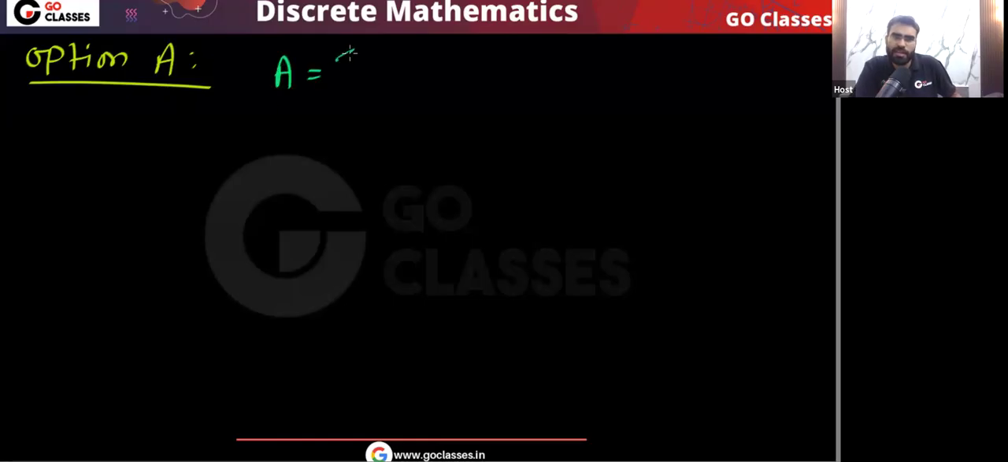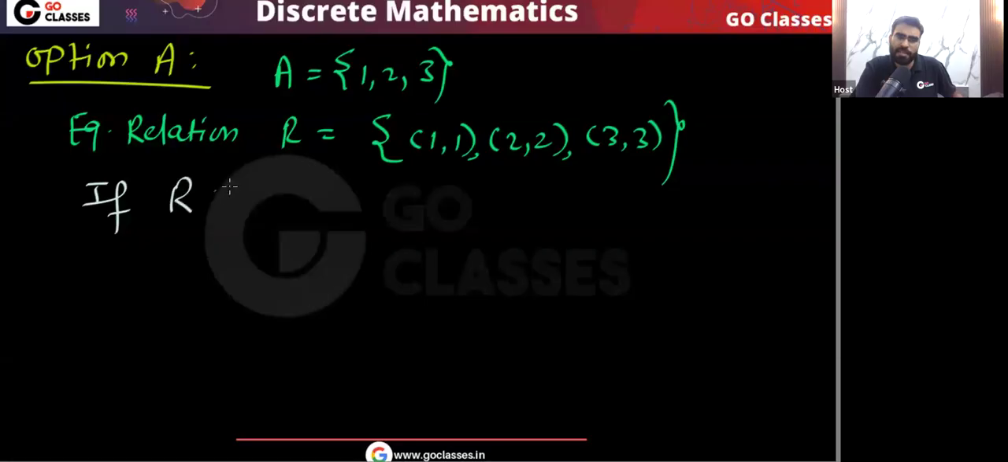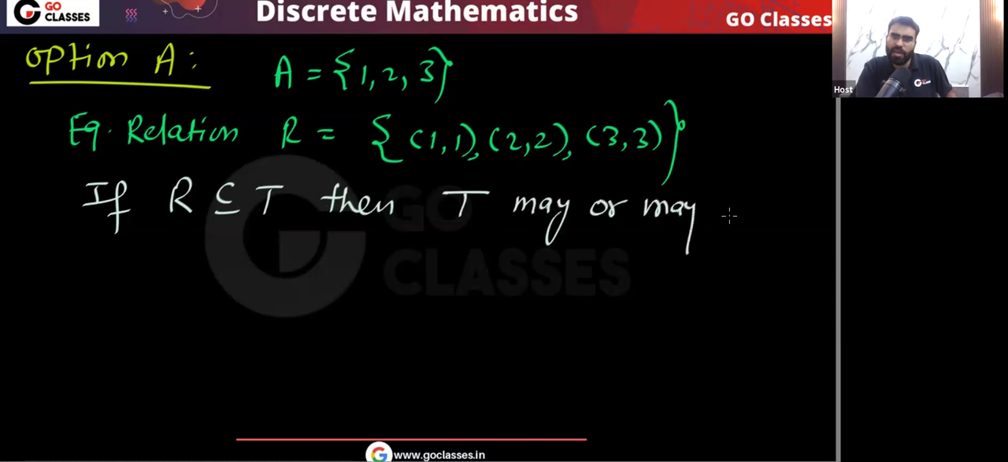Let's assume your set A is 1, 2, 3. I am giving you this equivalence relation R. Consider this equivalence relation R: 1 related to 1, 2 related to 2, 3 related to 3. This is reflexive, symmetric, transitive. Now, if R is a subset of T, then can I say T will be an equivalence relation? Then T may or may not be an equivalence relation.